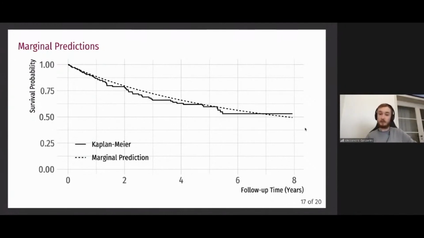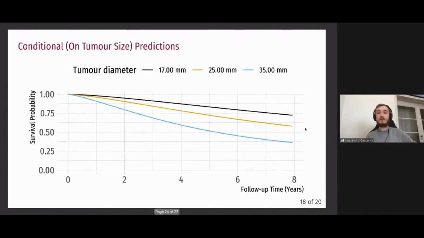So the marginal prediction for the model is the dashed line here. We also include a non-parametric estimator of the survival probability as a comparison, and we can see that our predictions fit the observed data quite well. We call these predictions marginals, as we average over the distribution of volume and growth rates. And of course, we can also get conditional predictions, which are maybe even more interesting.